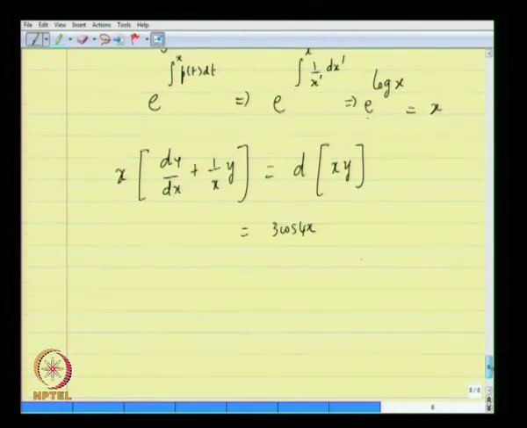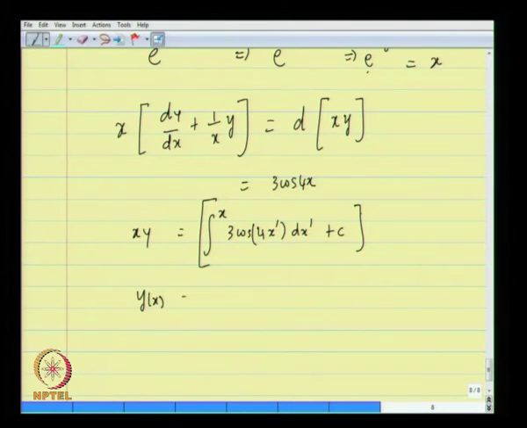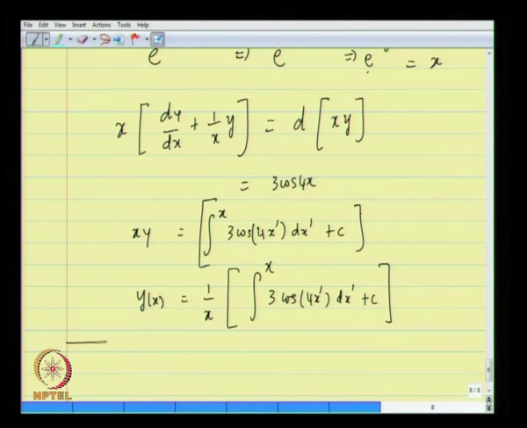So, the solution is of course x y is equal to the integral of x 3 cos 4x prime dx prime plus c. And therefore, y of x is equal to 1 by x times the integral of x 3 cos 4x prime dx prime plus c. Okay. So, this is the solution.